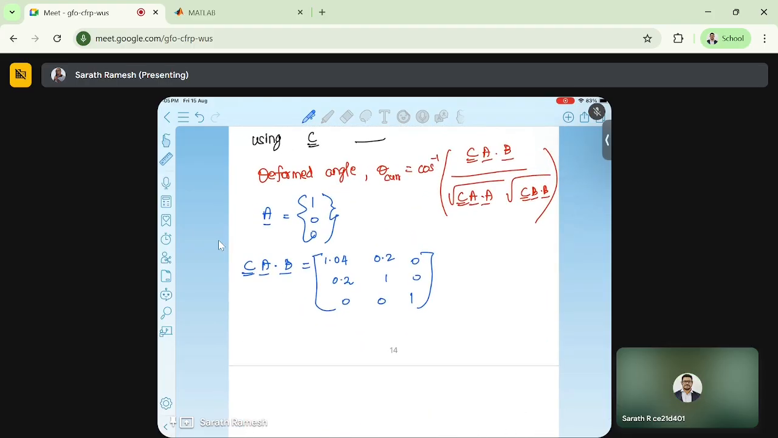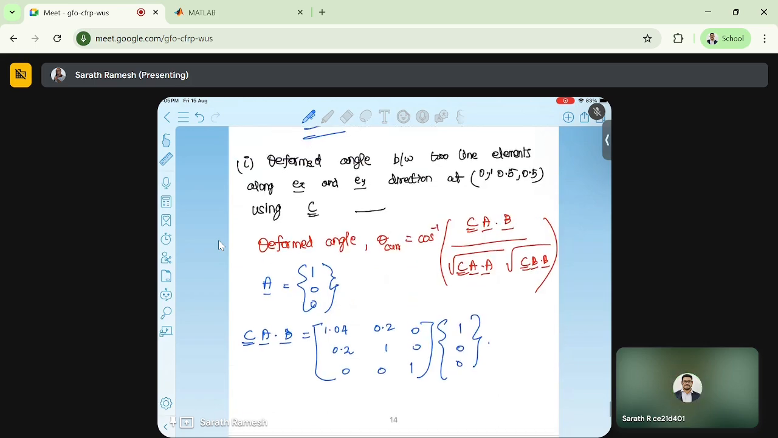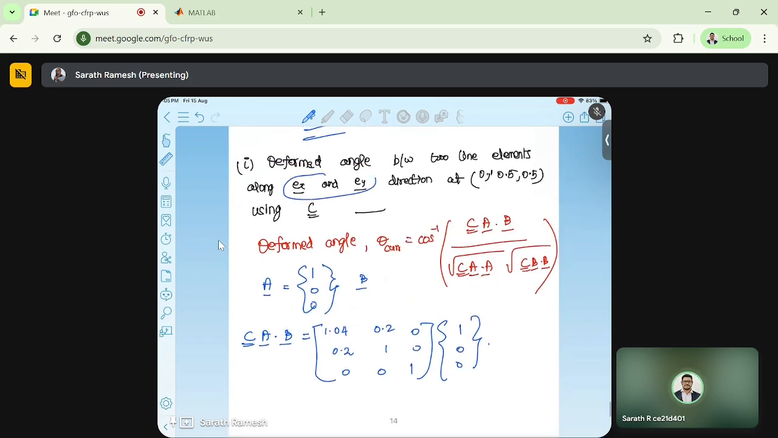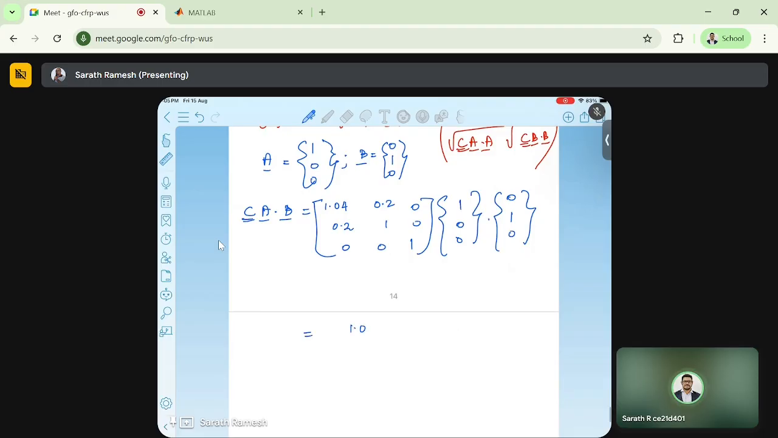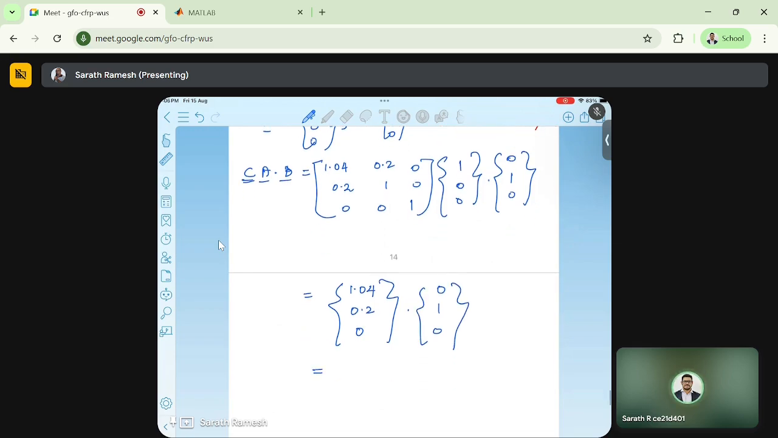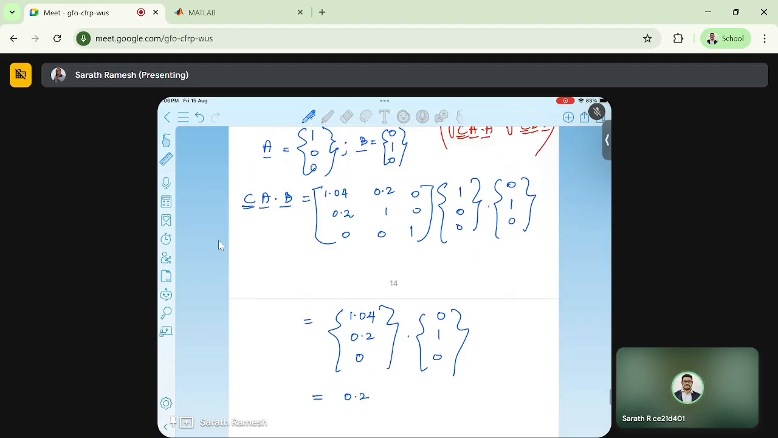So A is 1, 0, 0, dotted with B. B we have to write because they have given the deformed angle between two line elements. So one of them is A, another one is B, 0, 1, 0. When we multiply, we will get 1.04, 0.2, 0, dotted with 0, 1, 0. So this will give us 0.2. This is the numerator.